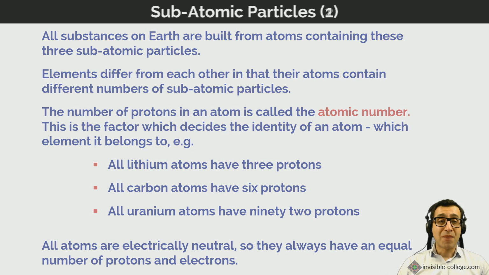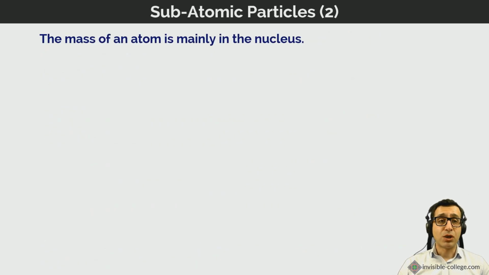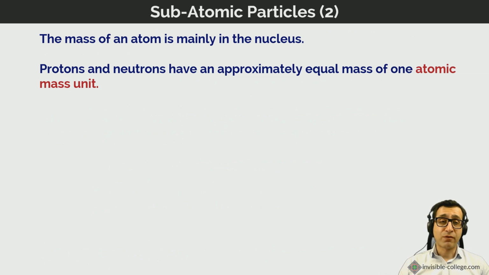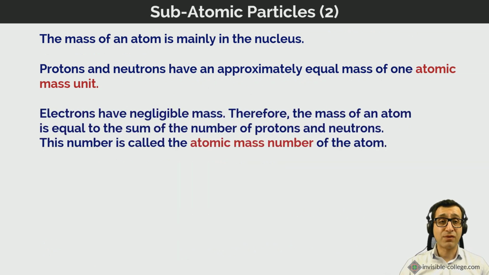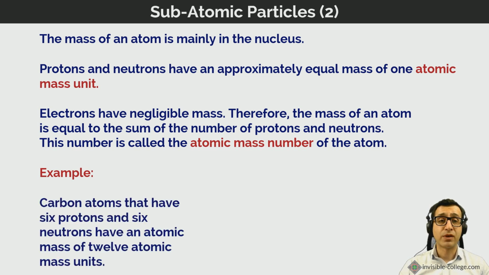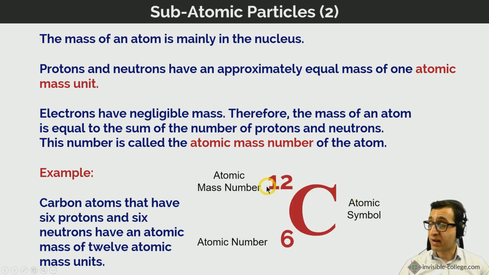So we mentioned that the mass of an atom is mainly found in the nucleus. Protons and neutrons have approximately equal mass of 1 atomic mass unit, and the mass of an electron is negligible. So for example, carbon atoms that have 6 protons and 6 neutrons have an atomic mass of 12 atomic mass units, and so the atomic mass of a carbon-12 atom, or the mass number as it's called, is 12.